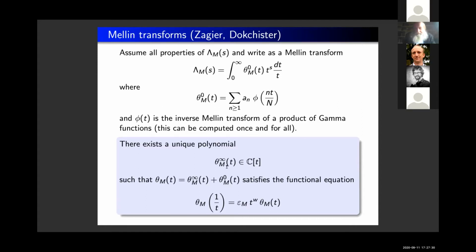So now what happens is that this function theta 0 can be completed into theta, what I'm going to call theta m, by adding an extra term, theta infinity, which is just a polynomial. So you correct it with a polynomial, and then the completed theta satisfies this very beautiful functional equation. When you invert t, you get t to the w. That's the same w that occurs in the functional equation for lambda, and the epsilon is the same sign as in the functional equation, times theta.